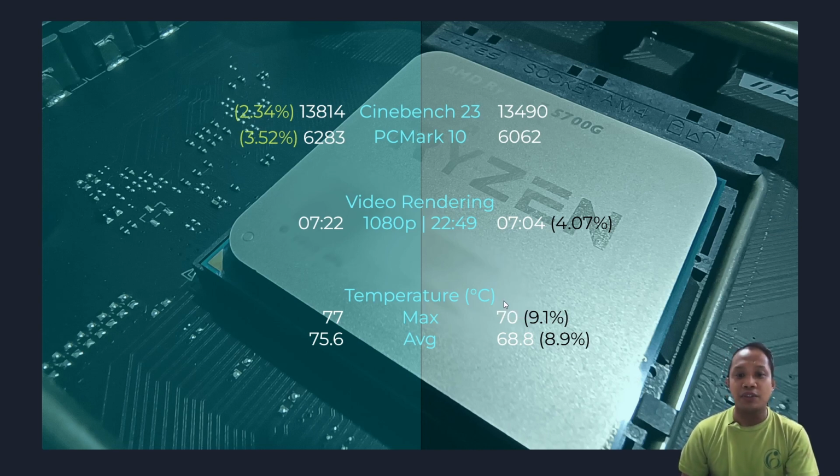And when it comes to dun sa average, our previous average is 75.6 degrees Celsius, and with the recent configuration that we did, we were able to lower our CPU temperature down to 68.8 degrees Celsius, which is 8.9 or most likely na sa margin natin na 9% cooler compared dun sa ating previous configuration.